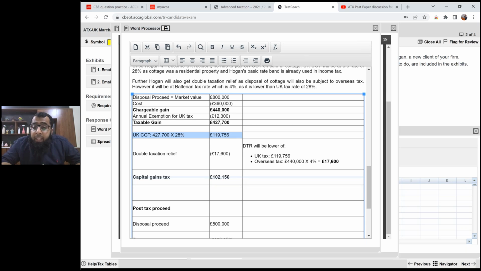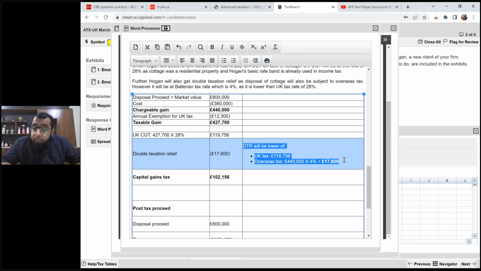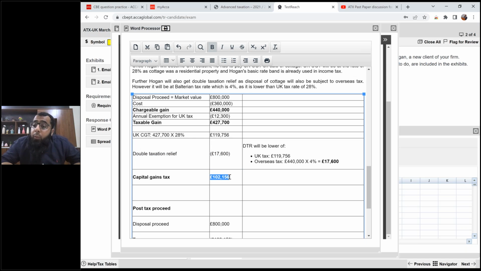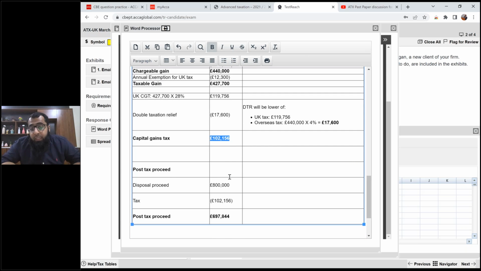The UK CGT is at 28%. Then we deducted the double taxation relief, which is the lower of two things: the UK tax and the overseas tax. Now the CGT amount is 102,156. Now we have calculated the post-tax proceed.